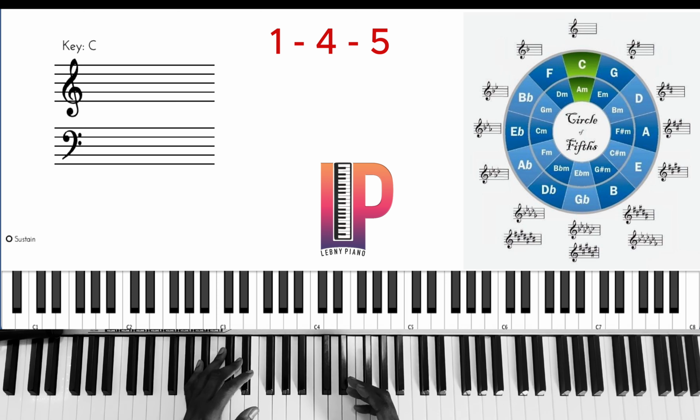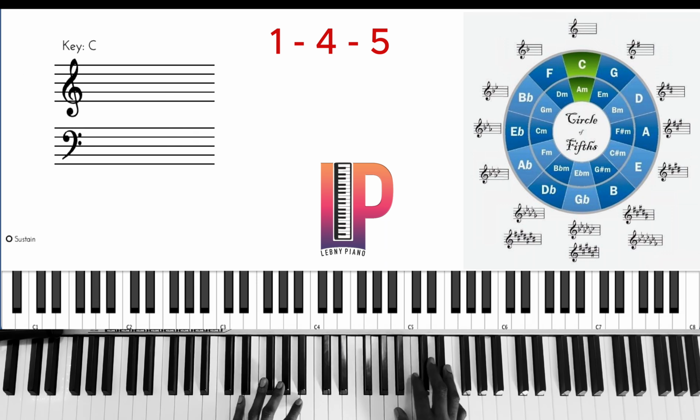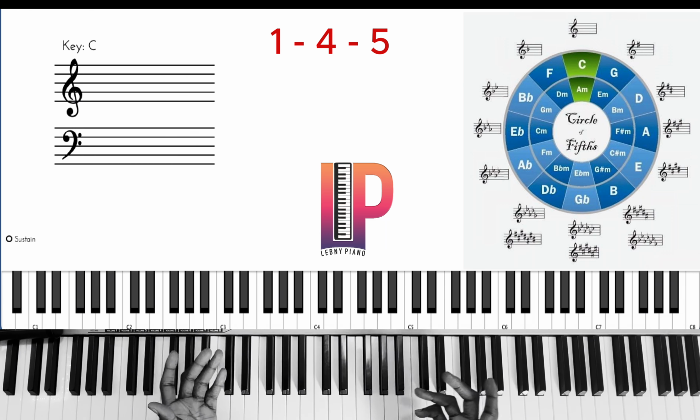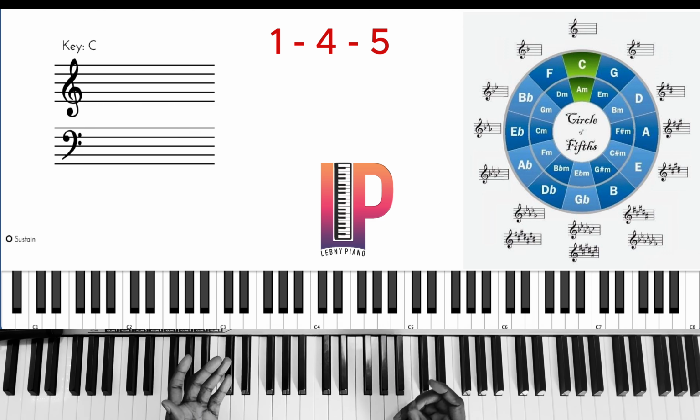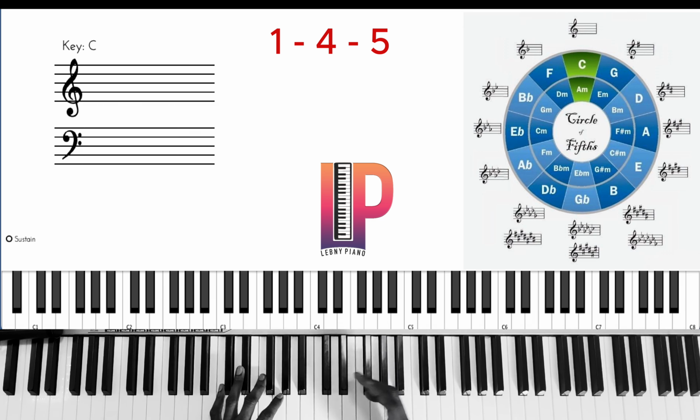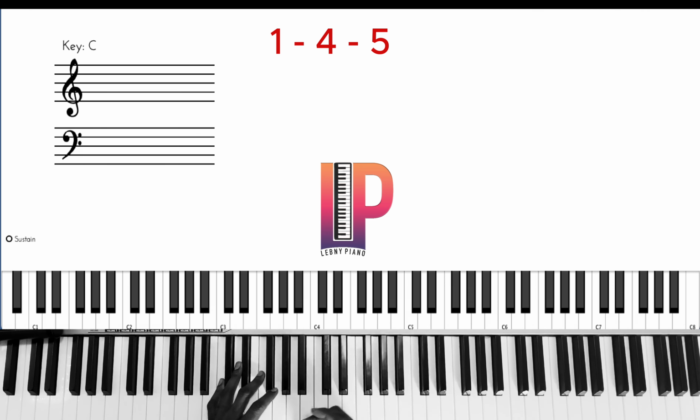Okay? We move from C to G, and from D to A, and so on. So, let's break down the 1-4-5 progression in other keys. Let's quickly go through the 1-4-5 progression in a few more keys so you get the hang of it. Remember, the chord shapes stay the same, but the notes change.